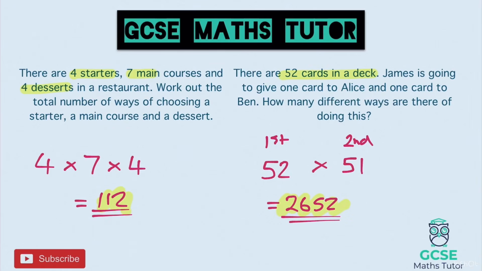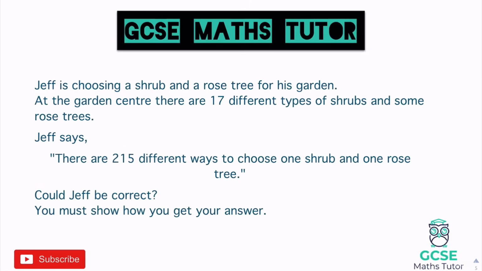Right, let's have a look at this in a little bit of a different way then. This question says Jeff is choosing a shrub and a rose tree for his garden. At the garden centre there are 17 different types of shrubs and some rose trees. So we don't know how many rose trees. Jeff says there are 215 different ways to choose 1 shrub and 1 rose tree. Could Jeff be correct? And you must show how you get your answer.